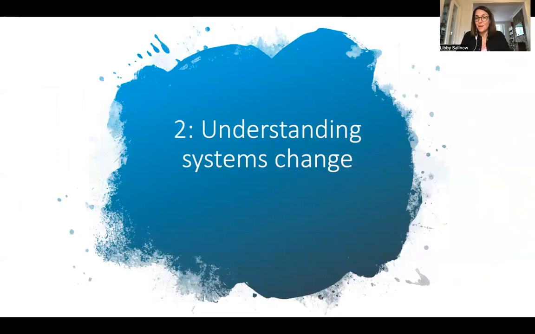So moving now to the second part of the talk, understanding how we can begin to shift and transform these systems to make them work better for people and society.